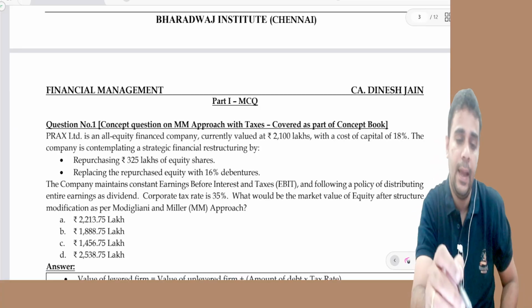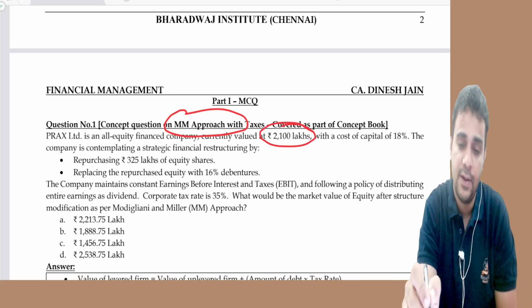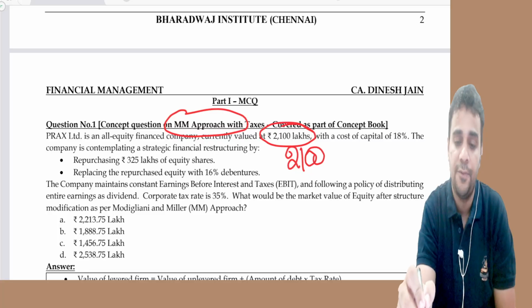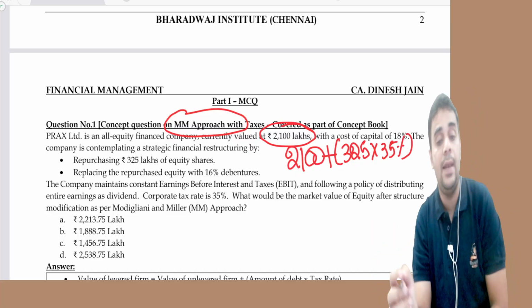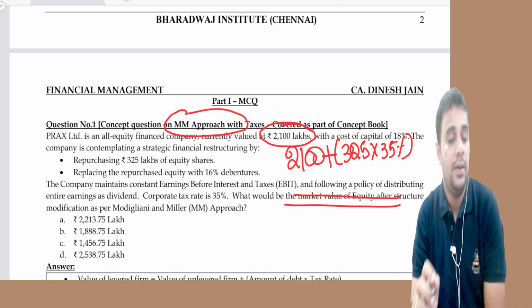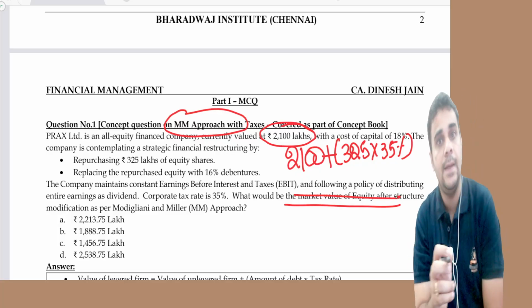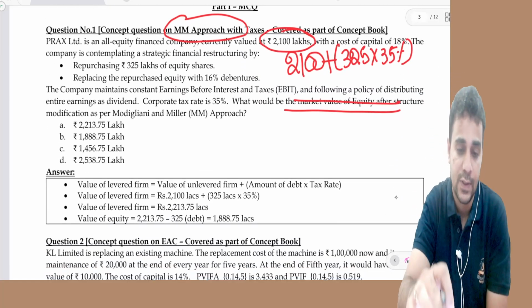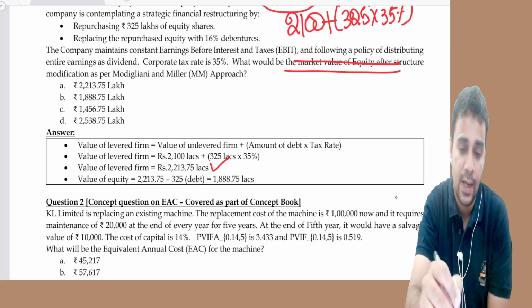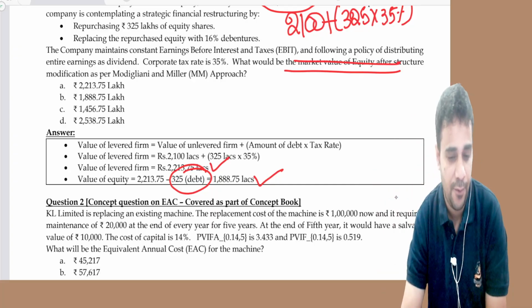Question 1 was on the approach with taxes. They have given the value of the unlevered firm. With the unlevered firm, add the amount of debt into the tax rate. This will give you the value of the levered firm. They have asked for the value of equity after modification. Value of equity is equal to value of levered firm minus the amount of debt. This was, I think, a 2-mark question. So you add this and deduct the debt component. You get the value of equity. A fairly simple, straightforward question.